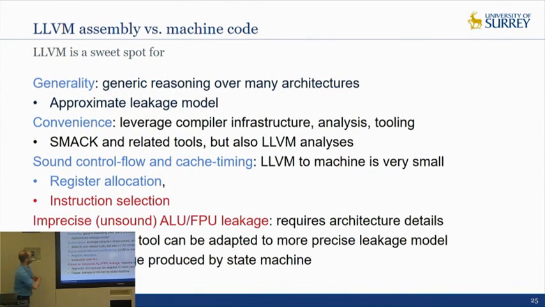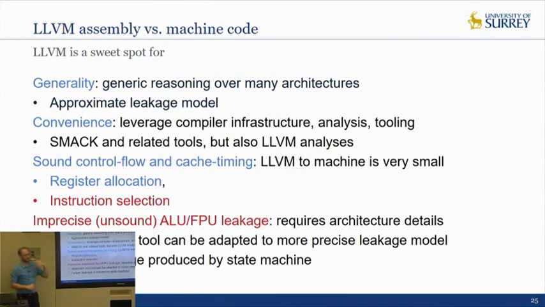So why do we do it on LLVM? I think that's a question that was asked already, but I'll go over it again. It gives us a bit of generality in the sense that we can do generic reasoning over many architectures, in the sense that it gives us a proof on many compiled programs, but it doesn't give us a proof in the precise leakage model that would correspond to that microarchitecture. But that's already a first step, right? If you're not secure at that level, you're not going to be secure down here anyway.